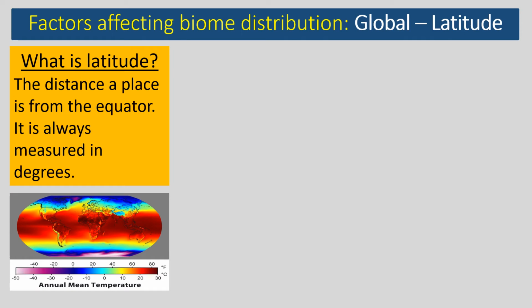Hopefully you already have a really good understanding of what latitude is. Latitude is the distance a place is from the equator. It's always measured in degrees, with 0 degrees being the equator and 90 degrees north being the North Pole, with 90 degrees south being the South Pole. To give you an idea of where we are, between 55 and 60 degrees north of the equator.